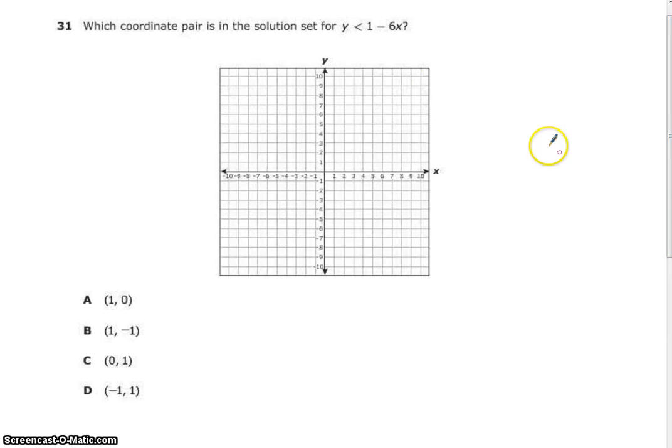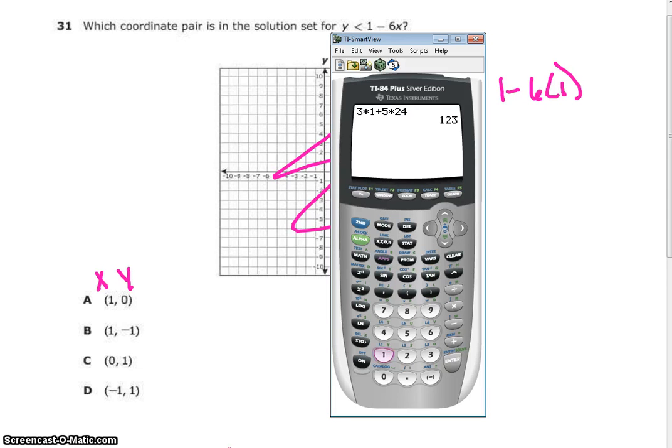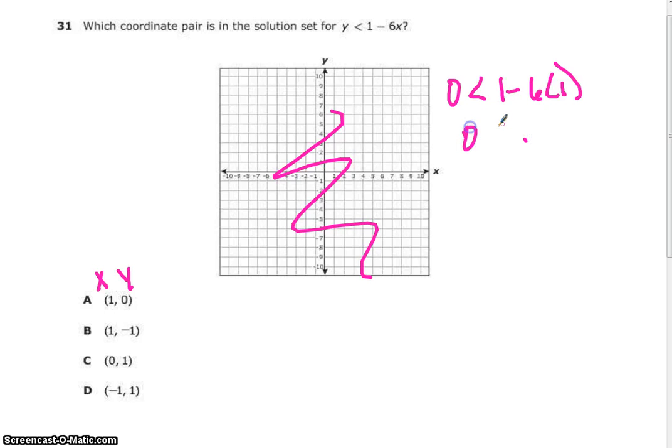Looking at number 31, which coordinate pair is in the solution set? Really and truly, I wouldn't even mess with using the graph. I would test my points. Remember that you have an x and a y. So for A, y is 0, is 0 less than 1 minus 6 times 1? Just punch that in your calculator: 1 minus 6 times 1, and you get negative 5. So your question is, is 0 less than negative 5? And it's not. So it's not that one.